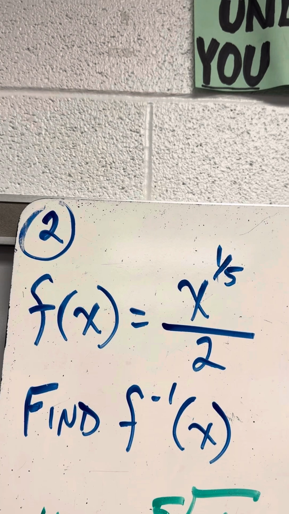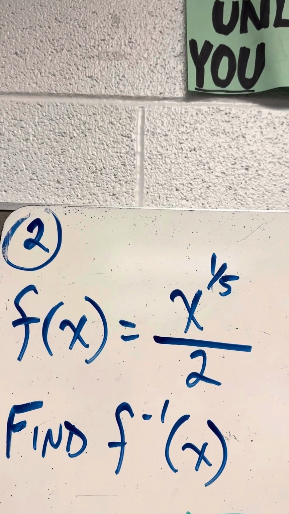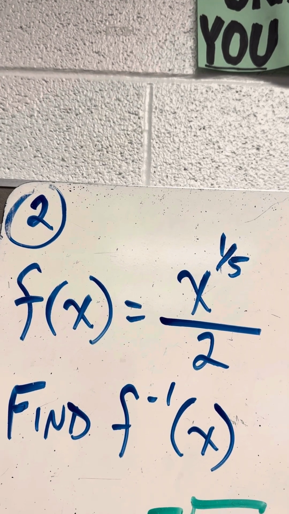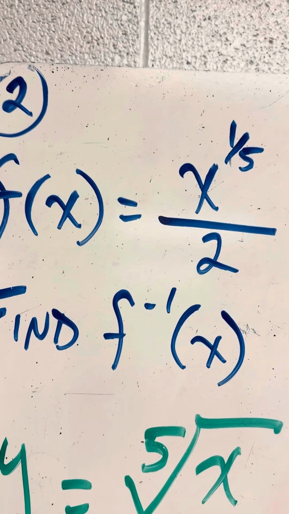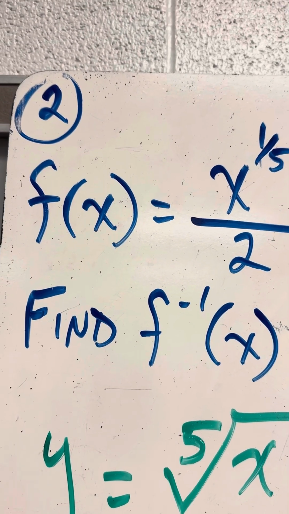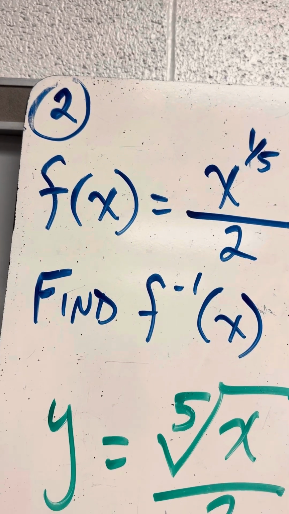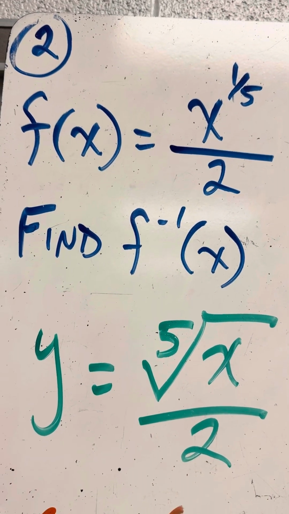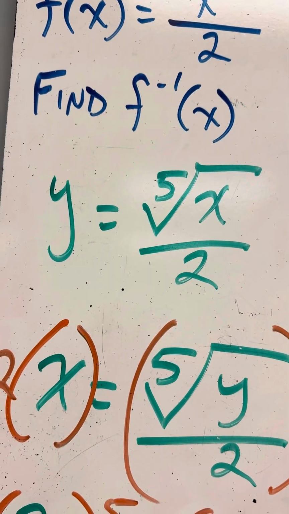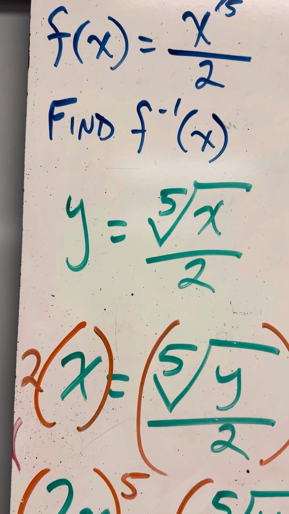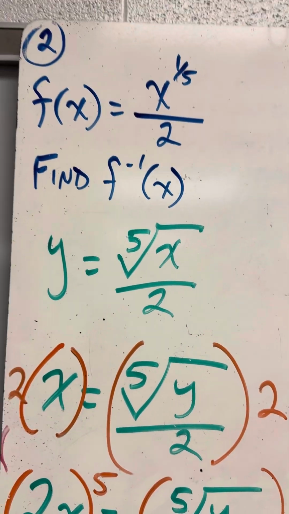f of x equals x to the 1/5 over 2. Find the inverse of x. x to the 1/5 is the same as the 5th root of x. So we're going to say y equals the 5th root of x over 2. Switch the x and the y, and we've got x equals the 5th root of y over 2. We're going to multiply both sides by 2.